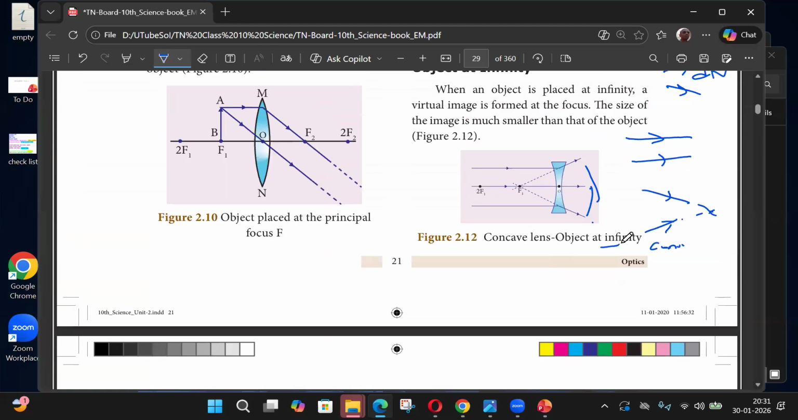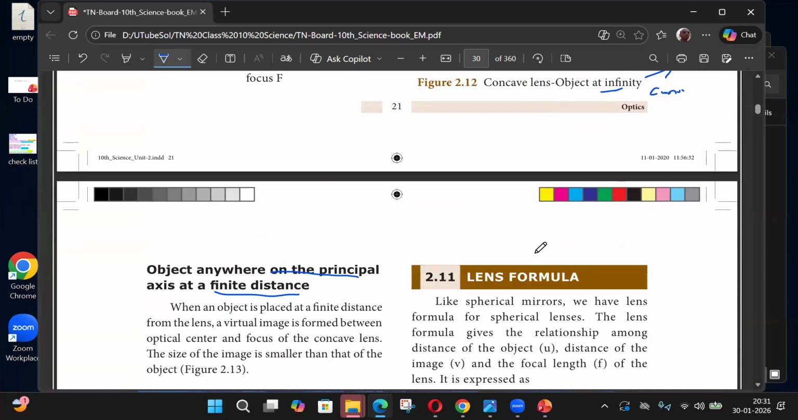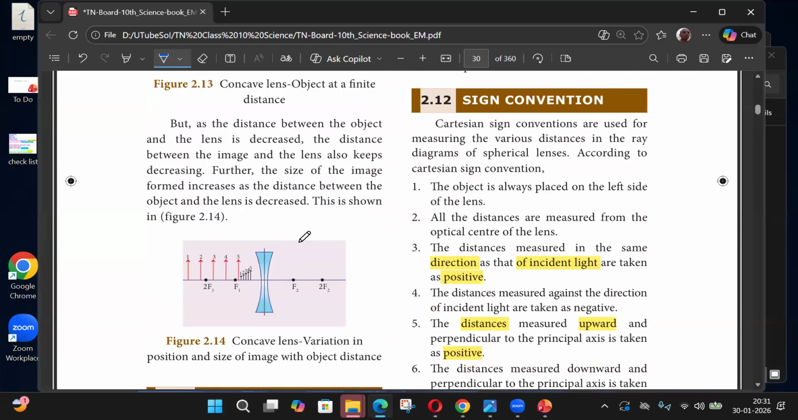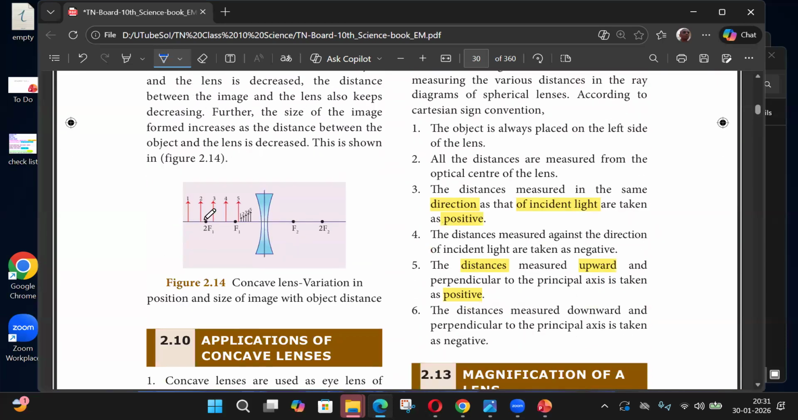Object at infinity. Okay, sir. Here. So 1, 2, 3, it's coming nearer and nearer and nearer. So magnification is decreasing or increasing?